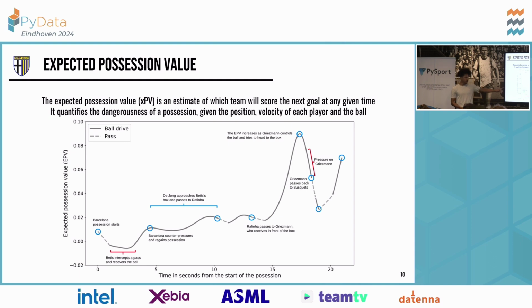So here, for example, you see that when Barcelona's opponents intercept the ball, the expected possession value for Barcelona gets negative because they are most likely to concede a goal. And then they take back the possession of the ball, and it gets higher and higher, and it reaches its peak when they are heading to the box. And then it goes down when there is pressure on them. So this quantifies the dangerousness of any action during the game, and this is very interesting in football.